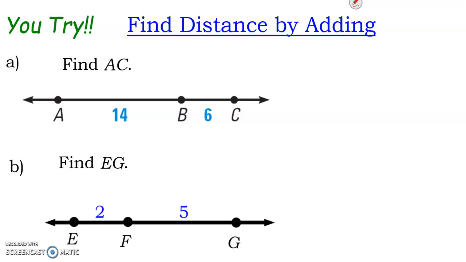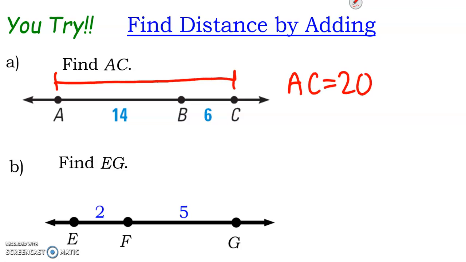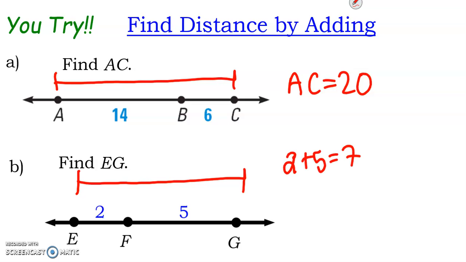So here's two more examples. Find AC. From A to C is 14 plus 6. So AC is 20. Find EG. So we want to find the length of EG. So 2 plus 5 is 7. So the length of EG is 7.